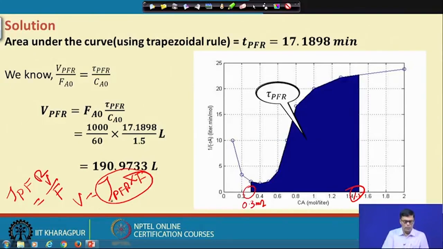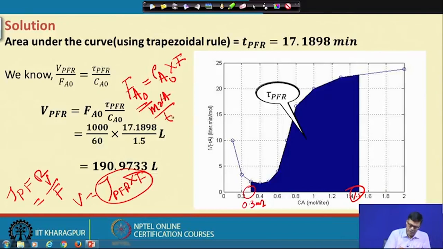Now here in this problem it has been solved in a similar way, only they have shown that FA0 is equal to CA0 into F. What is FA0? Moles of A per unit time. So this is equal to moles of A per unit volume times volume per unit time. So the volume will cancel, leaving moles of A per unit time. So it is the same. If you divide by this, you will get the volume, the same thing. So V by F equals tau of the plug flow reactor. Similarly we calculate here.